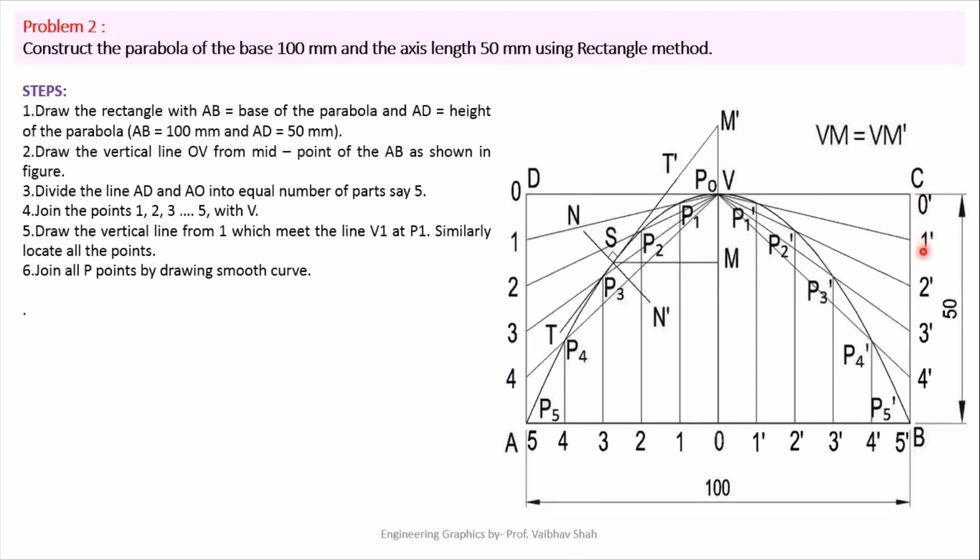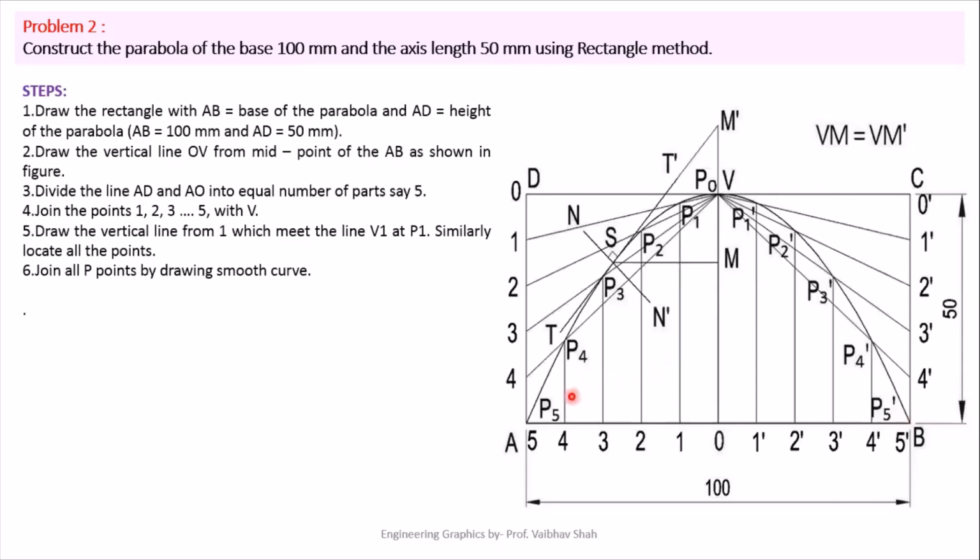Now we join 1 dash with vertex point V, 2 dash to V, 3 dash to V, 4 dash to V. The 5 point is obviously the corner point, so we need not draw any line from the 5 dash point. Now we draw vertical lines. Let us draw a vertical line from 1 dash to touch the 1 dash inclined line. Draw a vertical line from 2 dash to touch the line 2 dash V. Draw a vertical line from 3 dash to touch the line 3 dash V. And draw a vertical line from 4 dash to touch the inclined line 4 dash V. And the 5th dash point would be obviously this corner point.